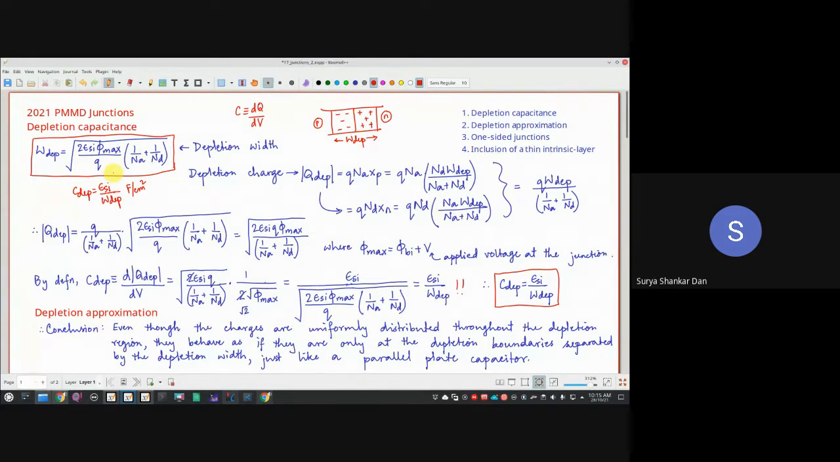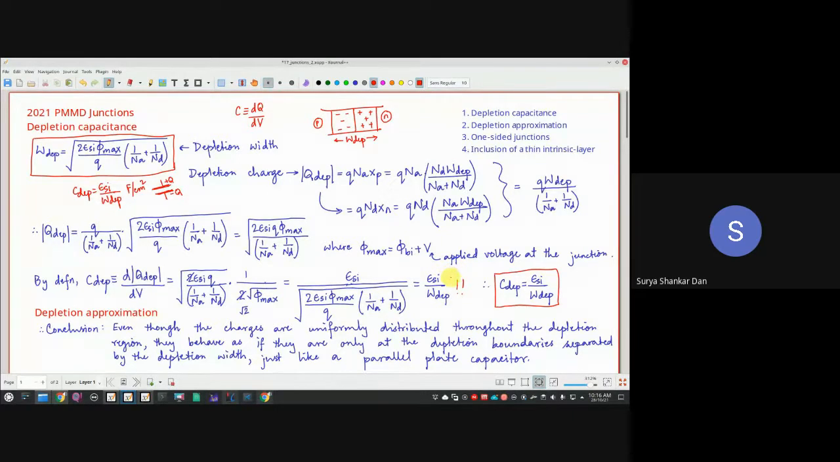Now, this is something similar to a simple parallel plate capacitor. What does it mean? In a parallel plate capacitor, you have all the positive charges in one terminal and all the negative charges in the other terminal. One is the anode, the other one is the cathode. This is the typical parallel plate capacitor which you have studied in high school. Very simple. But from first principles, when I try to model the depletion capacitance, the physics-based model, we understand that we get essentially the same expression.